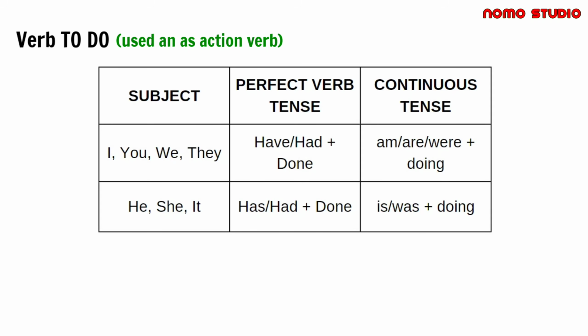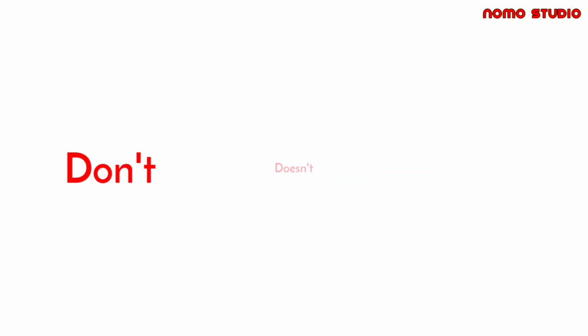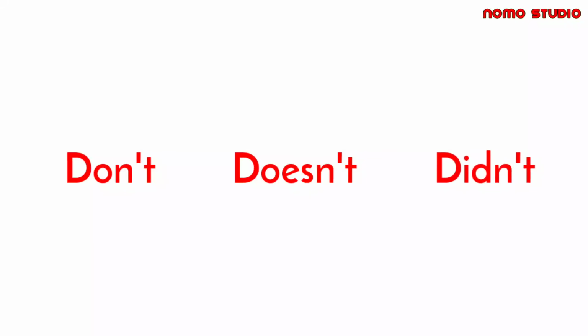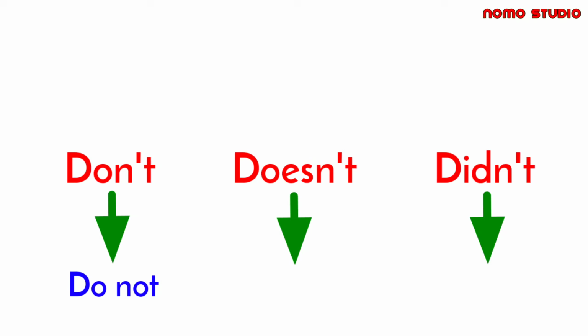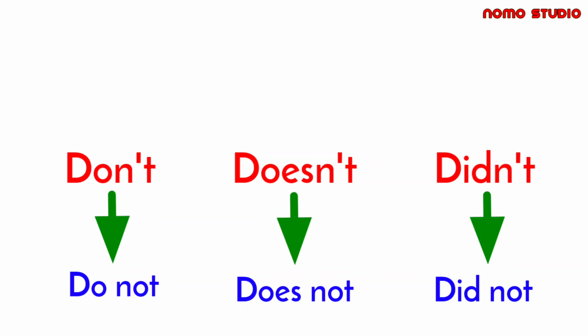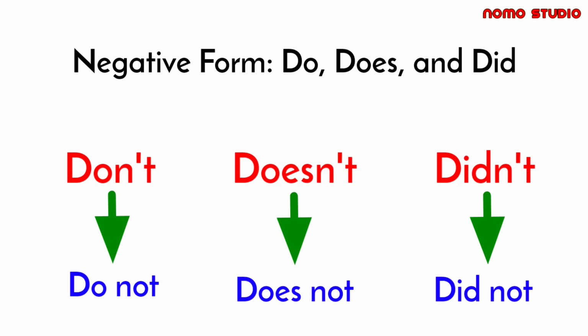At ngayon, ano naman po yung don't, doesn't, and didn't? Actually, ito lang po yung mga contraction ng do not, does not, and did not. So kapag sinabi po nating contraction, pinagdugtong yung dalawang salita at may tinanggal na letra at naglagay lang ng single na apostrophe kung saan yung letra na tinanggal. And please take note na ito yung mga negative form of do, does, and did.